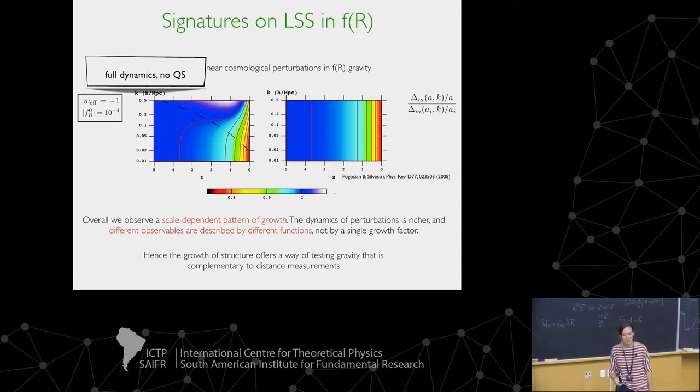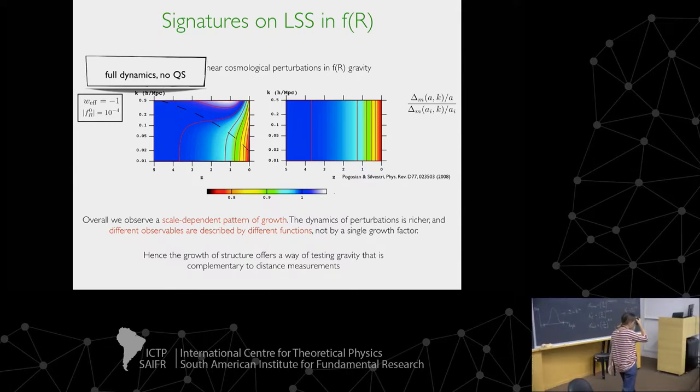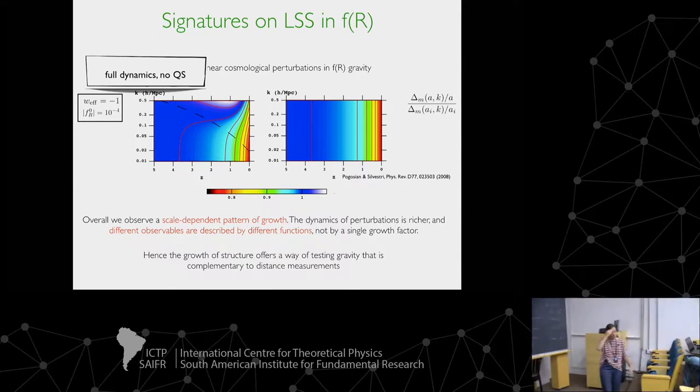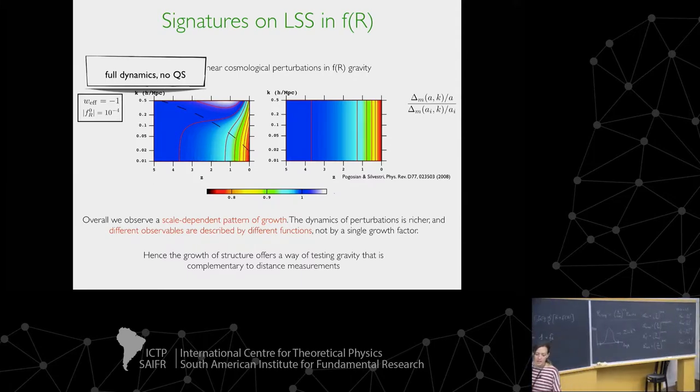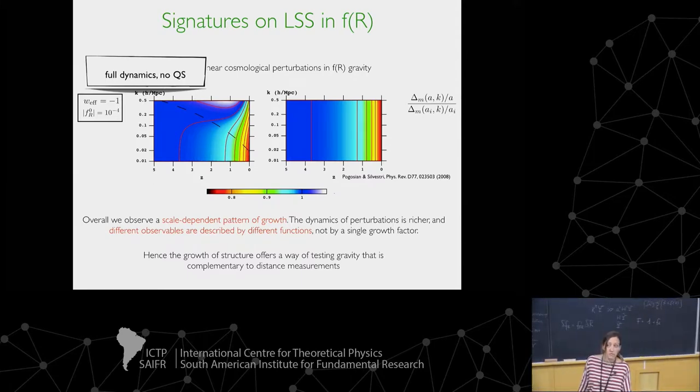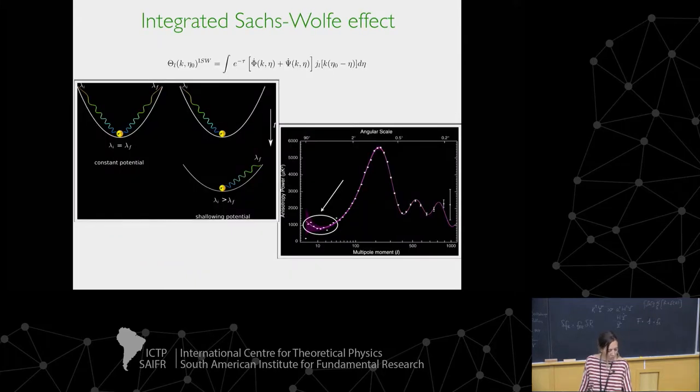The one thing that I wanted to say, I've mentioned quasi-static, so I used the quasi-static approximation because I wanted to get some analytical insight and give you those expressions and understand that they were coming from having a Yukawa correction to your potential, so this fifth force. But you can do the full dynamics numerically. You don't need to resort to the quasi-static approximation. So these plots that I'm showing have been obtained by evolving the full dynamics. It's tricky dynamics to solve in F of R, but you can do it.